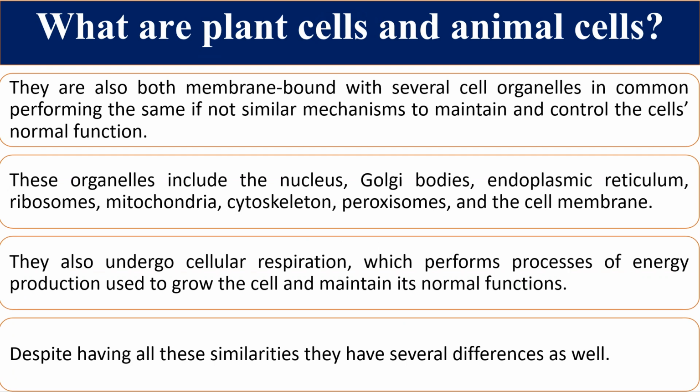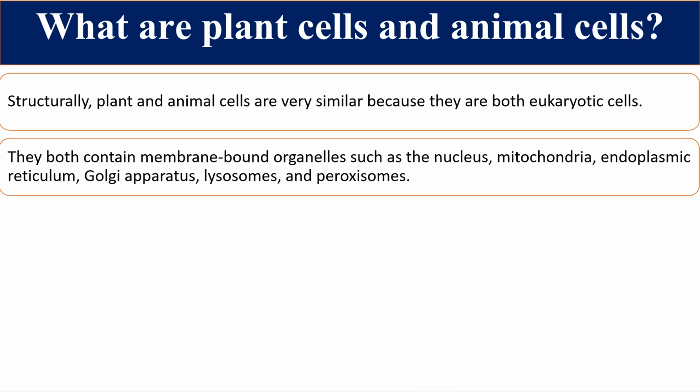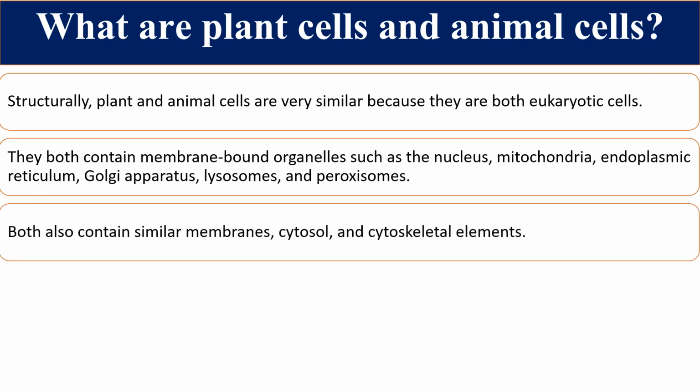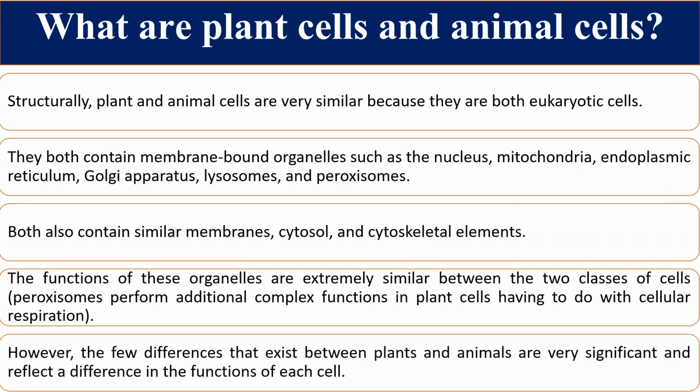Structurally, plant and animal cells are very similar because they are both eukaryotic cells. They both contain a number of different cell organelles, which are listed here. Both also contain similar membranes, cytosol and cytoskeleton elements. Therefore, the functions of these organelles are extremely similar between these two classes of cells. Like the peroxisome, which performs an additional complex function in plant cells having to do with cellular respiration. However, a few differences between the plant cell and animal cell are very significant and reflect differences in the function of each cell. Now let's see their structures in detail.